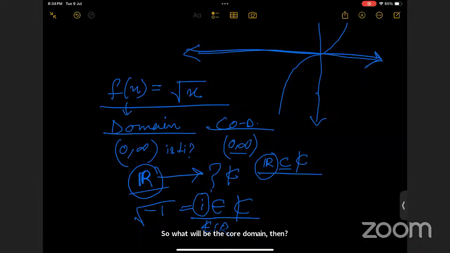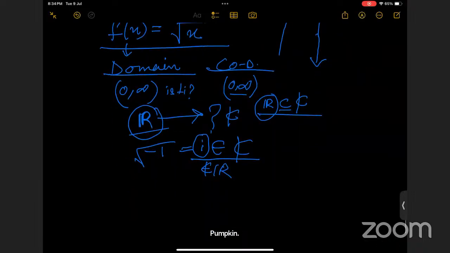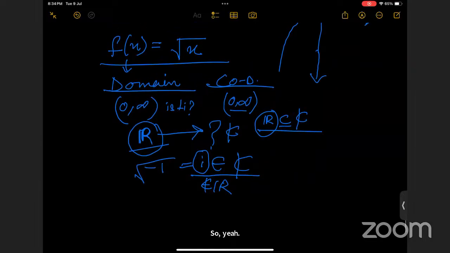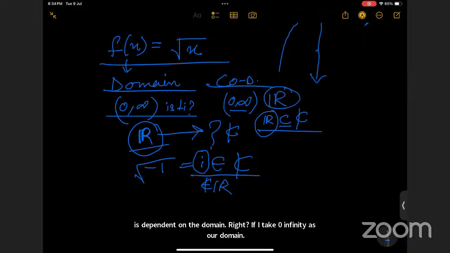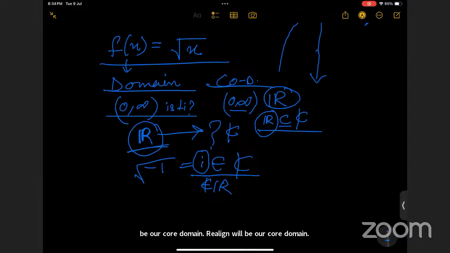Complex numbers. Yes. So sometimes the codomain is dependent on the domain, right? If I take 0 to infinity as our domain, then R, the real line, will be our codomain. But if I take the real line as our domain, then complex numbers will be the codomain. So the codomain is basically dependent on the domain and the function.